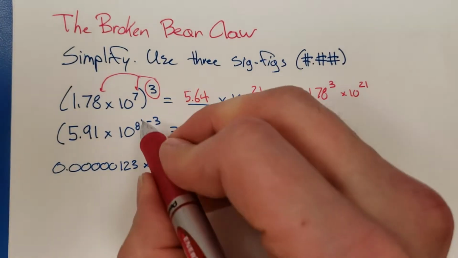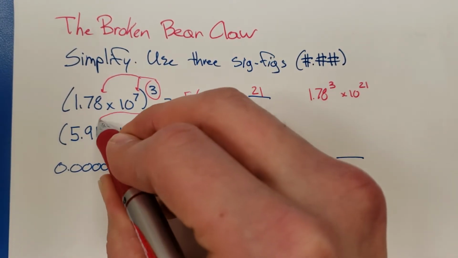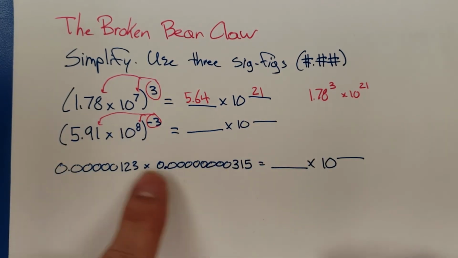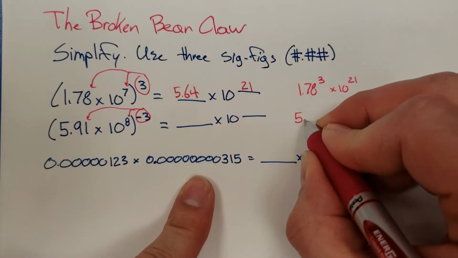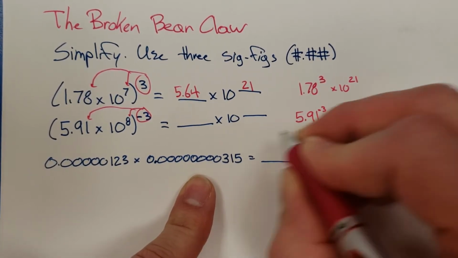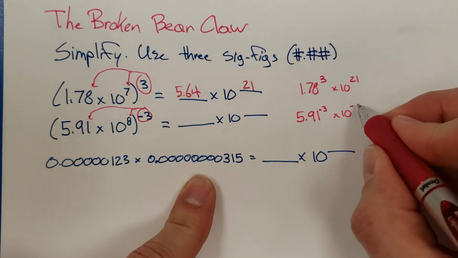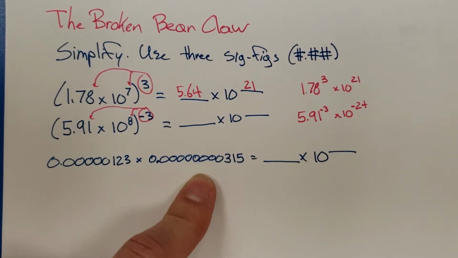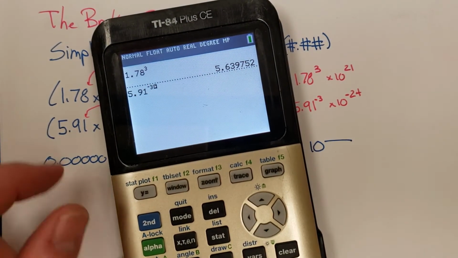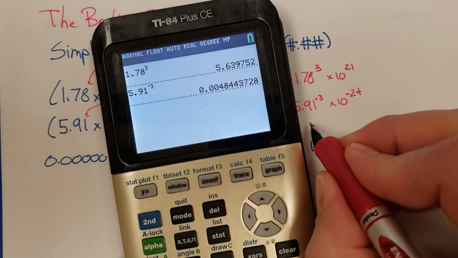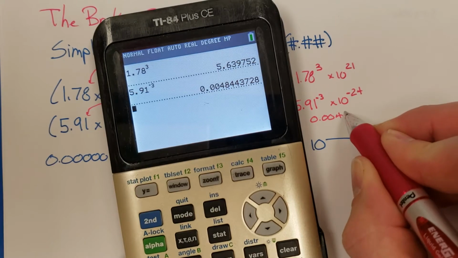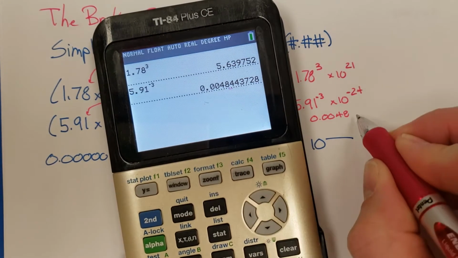Okay, same move. Here we go. The -3 is going to stick to the 5.91. So I've got to simplify 5.91 to the -3 times 10 to the -24. Now don't write it yet, because the decimal could move, and I've got a funny feeling it will. So here we go. 5.91 to the -3rd power is 0.0048. Third decimal is going to be a 4.